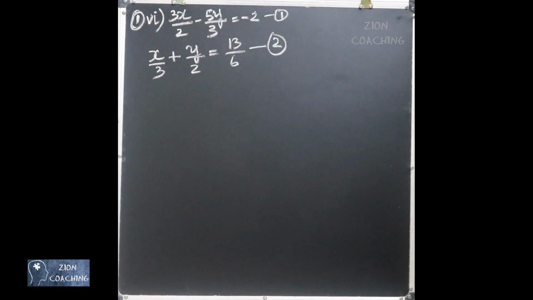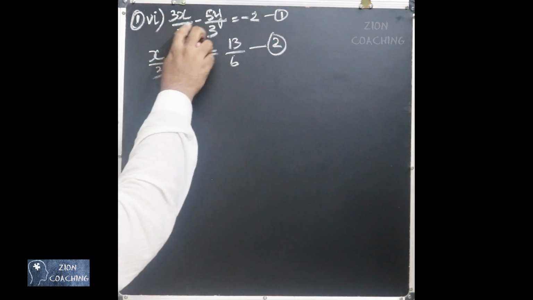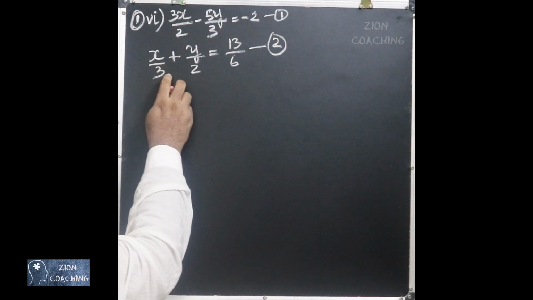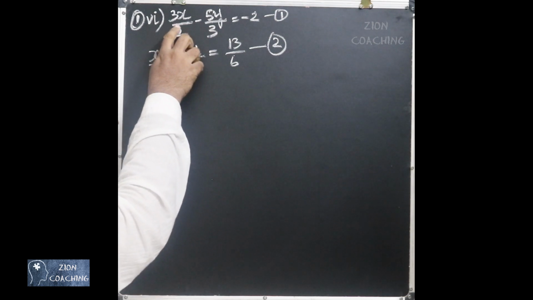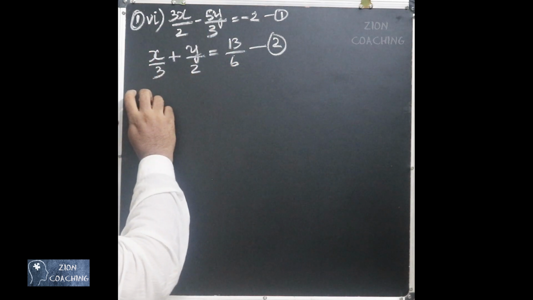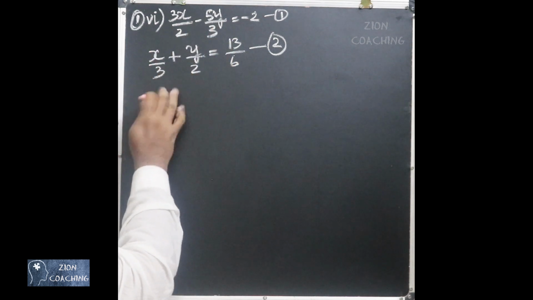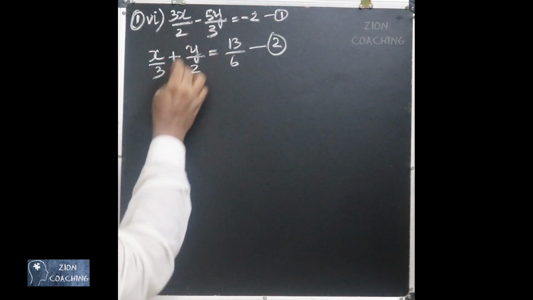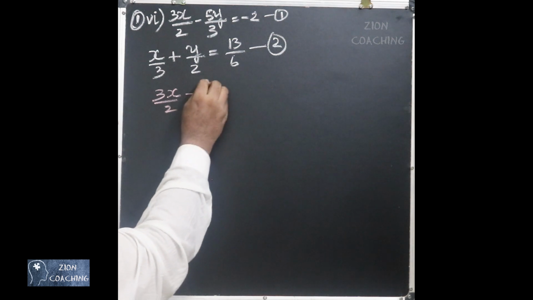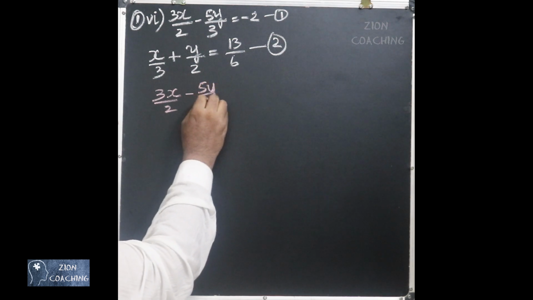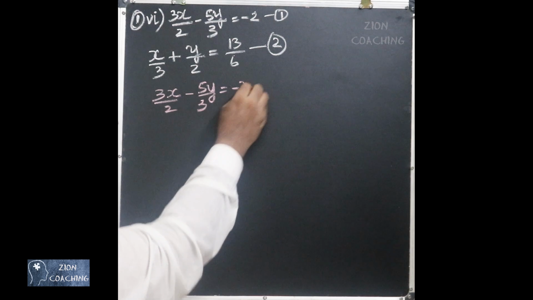We are going to solve these two equations by substitution method and find the value of x and y. First we will bring it to the normal form of a linear pair of equations in two variables, that is ax plus by equal to minus c or ax plus by plus c equal to 0. So we will take the first equation, 3x by 2 minus 5y by 3 equal to minus 2. This is the given equation.